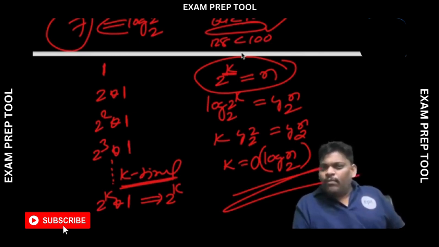Right, fine. Are you comfortable? You got it. Please let me know if anyone has a doubt. If you always double it, the answer is log n base 2. You got it? Let me know if anyone has a doubt.